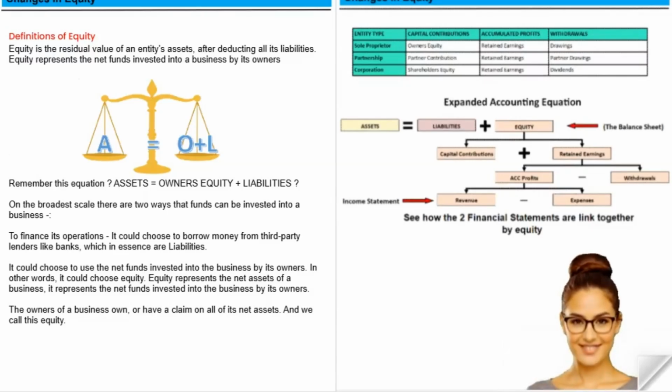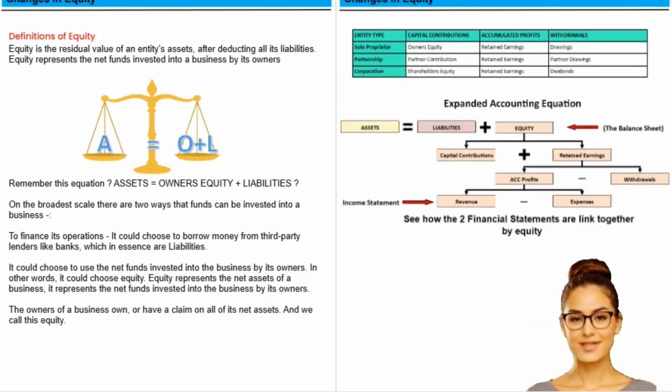Equity represents the net assets of a business. It represents the net funds invested into the business by its owners. The owners of a business own, or have a claim on, all of its net assets. And we call this equity. That is basically what owner's equity is in a nutshell. Let's look at the definitions of equity. Equity is the residual value of an entity's assets, after deducting all its liabilities. Equity represents the net funds invested into a business by its owners.